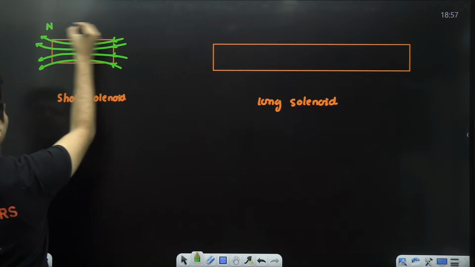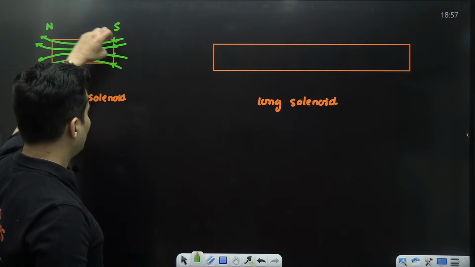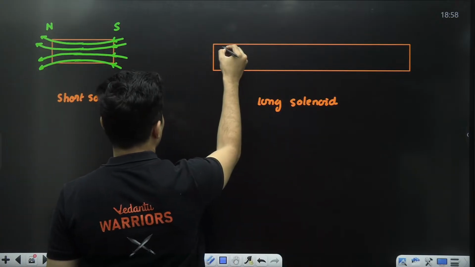This is the north side, this is the south side. North because it's coming out, south because it is coming in. Whereas in this case, it will look something like this.